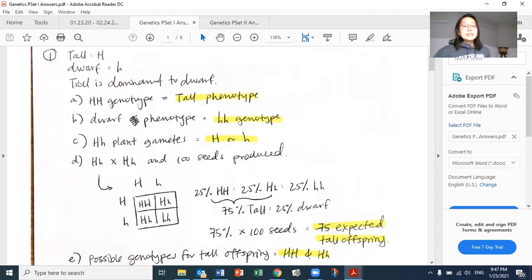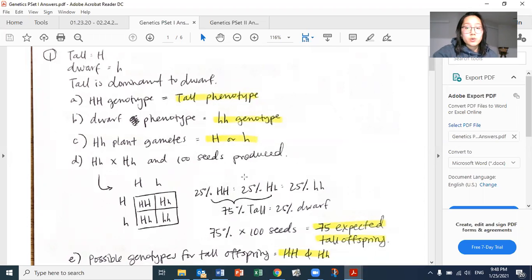Part D is asking you for a cross between capital H, lowercase h heterozygous plants, 2 plants that have the same genotype, and there's 100 seeds produced, which means that once you finish and you find the ratios, you still actually have to multiply by 100 to give actual individuals. You can't leave your answer as a ratio or a percentage. And in this question, you must show a Punnett square in order to get points. If you don't show a Punnett square, you don't receive points, whether it's in here or in an FRQ inside of your actual AP Bio test.